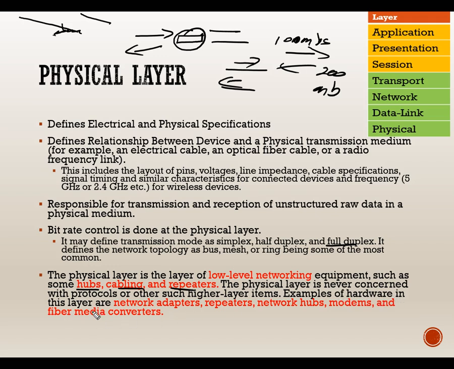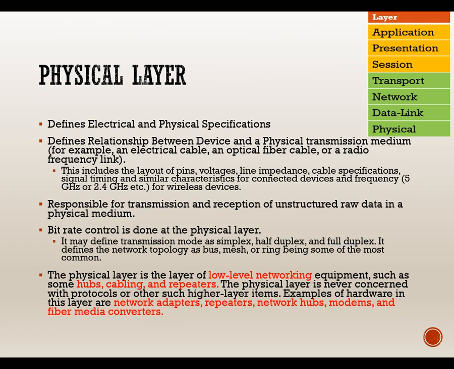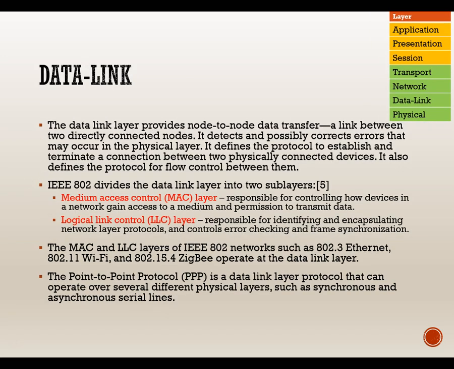Examples of hardware in this layer are the network adapters, repeaters, hubs, modems, and fiber media converters. So physical layer concerned with the ones and the zeros, getting it from point A to point B, connecting point A and point B together.